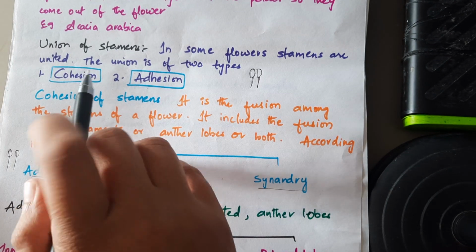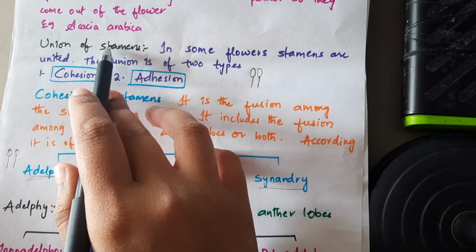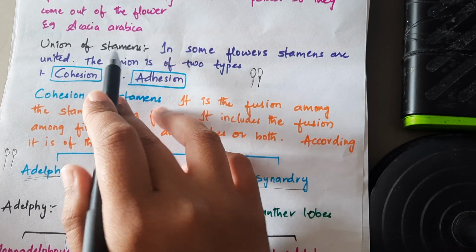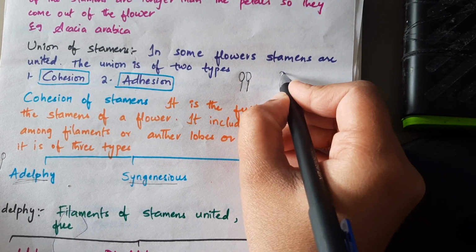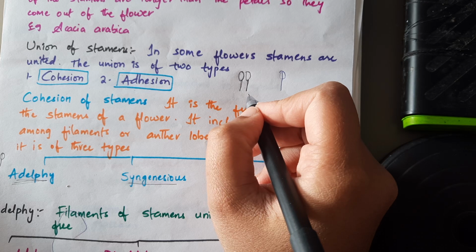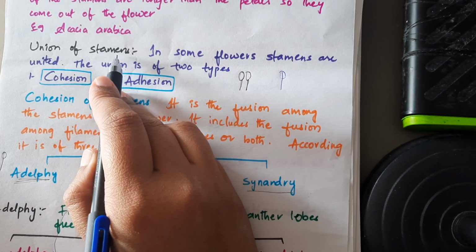Okay. Then today we'll go for the union of stamens. Here, how these are united. As we already discussed, stamens are nothing but the male reproductive structures. So there is the union of stamens.